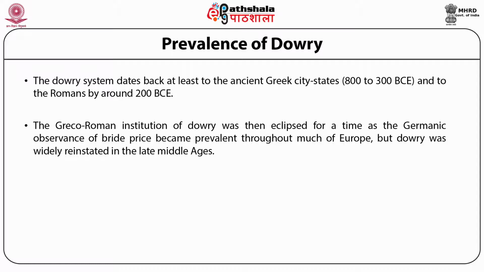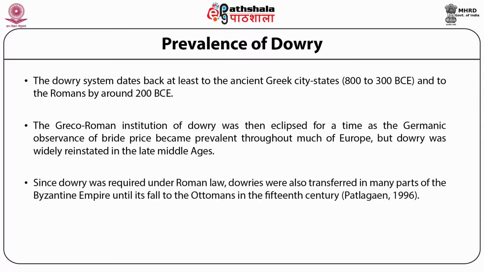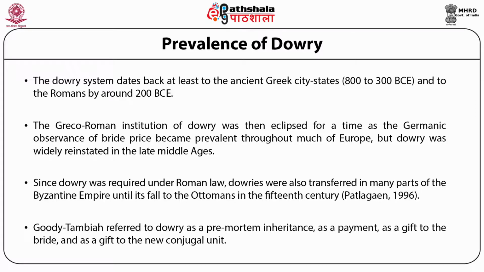But dowry was widely reinstated in the late Middle Ages in medieval Western Europe, and later dowries were common practice among most, if not all, social and economic groups. Since dowry was required under Roman law, dowries were also transferred in many parts of the Byzantine Empire until its fall to the Ottomans in the 15th century. Dowry payments were prevalent in the 17th and 18th centuries also in Mexico and Brazil, where Spanish and Portuguese family law governed colonial rule. Goody and Tambiah referred to dowry as a pre-mortem inheritance, as a payment, as a gift to the bride, and as a gift to the new conjugal unit.